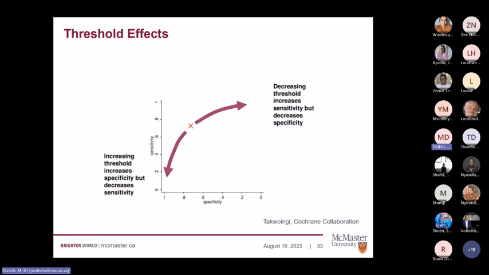So increasing the threshold increases specificity, but decreases sensitivity. Decreasing the threshold increases sensitivity, but decreases specificity. So this is okay if you have a continuous biomarker and you can cut point them, but when it's subjective and somebody's looking at an image, it is harder to do because you don't really know where that cut point lies. And that's where this threshold issue is more challenging.